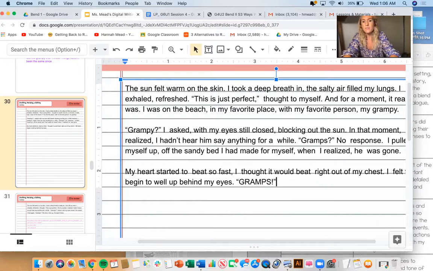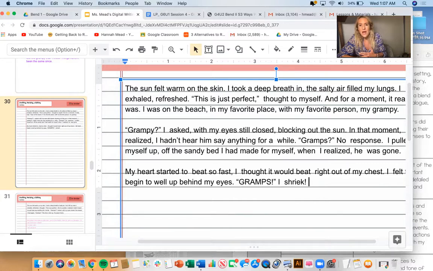"Gramps!" I shriek. Did you hear that? I chose that word because I feel like it would really show how emotional and anxious I would be in this moment. I wouldn't be that calm, cool, collected person who says, "I guess we'll just look around for him." That's not me. That's not true to who I am as a character. I would probably freak out right away.